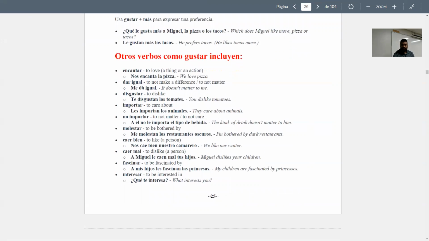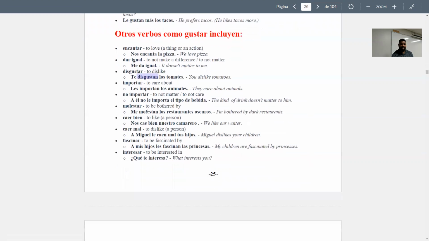Dar igual. It looks different, but don't be afraid of it. You're using the two conjugations with the verb. Da, dan. Me da igual. Doesn't matter to me. Disgusta, disgustan. There it is right there. Importa, importan. Molesta, molestan. And by the way, this verb simply means to bother.